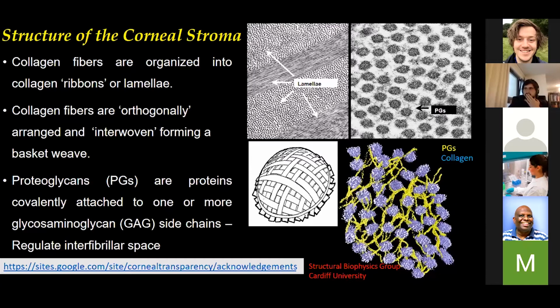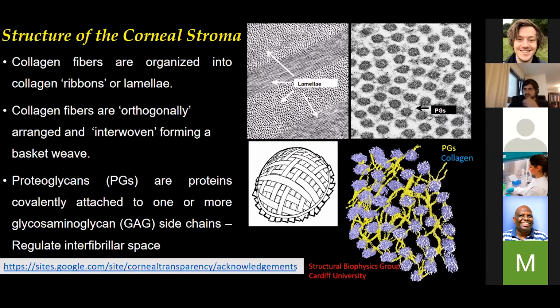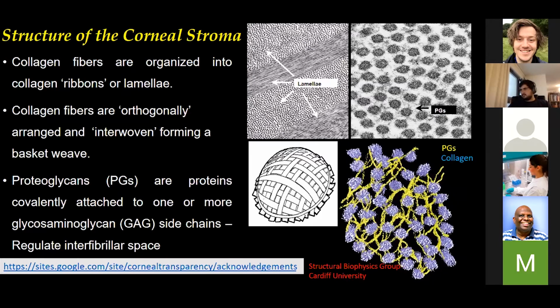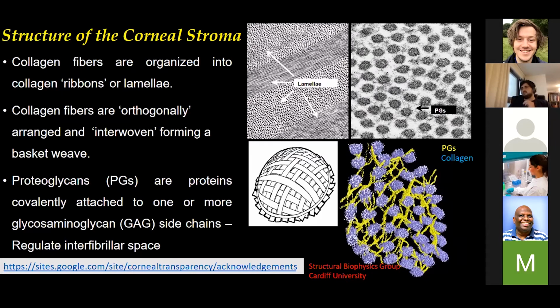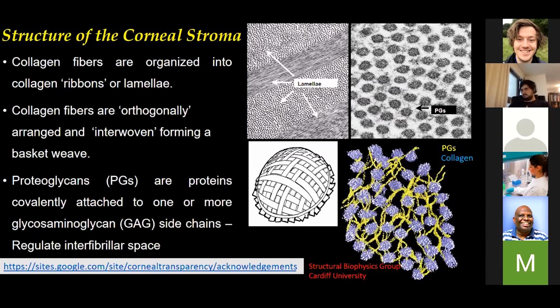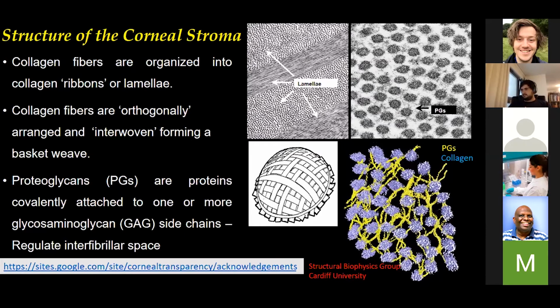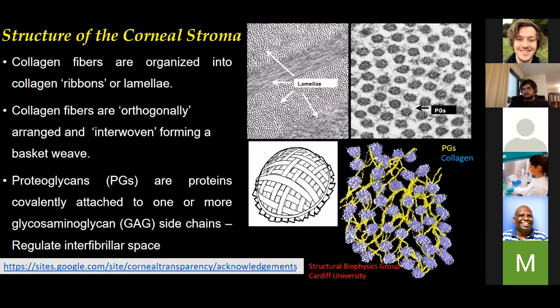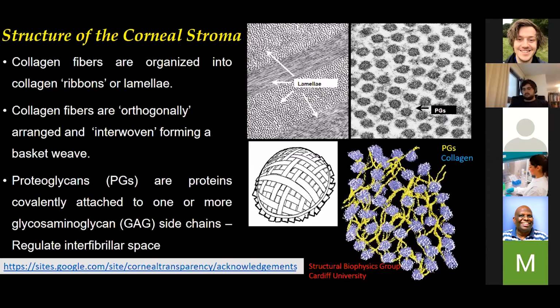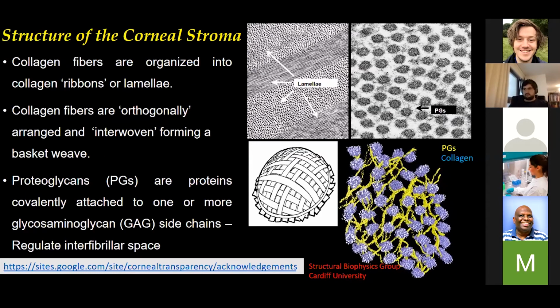In my group, the structural biophysics group, we have been extensively studying the structure of the corneal stroma. This is very important also to understand how this is maintained, how it is laid down, and this has potential applications for bioengineering a cornea in the future, and basically the corneal stroma.